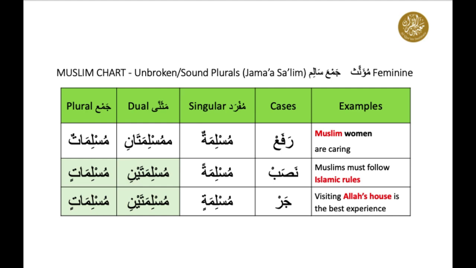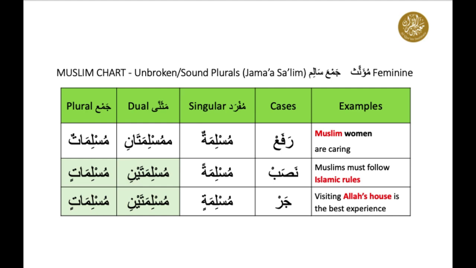Last example, visiting Allah's house is the best experience. Allah's house, there is a relationship of possession here. The house is possessed by Allah. So the relationship in Arabic is called mudaf ilayhi relation. When the mudaf ilayhi relation comes in the sentence, the noun will have majroor or jar status.